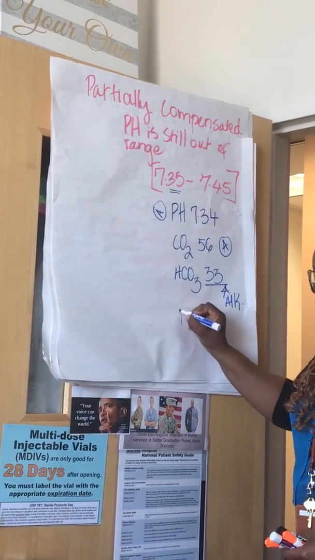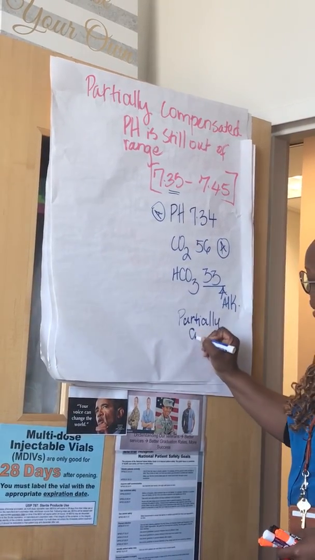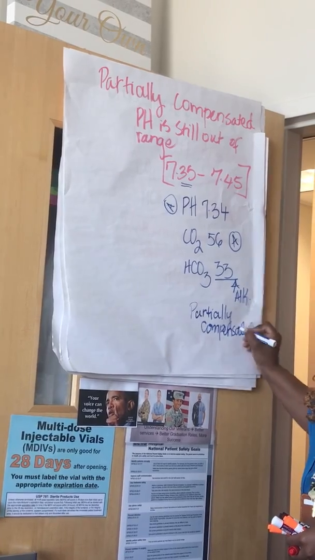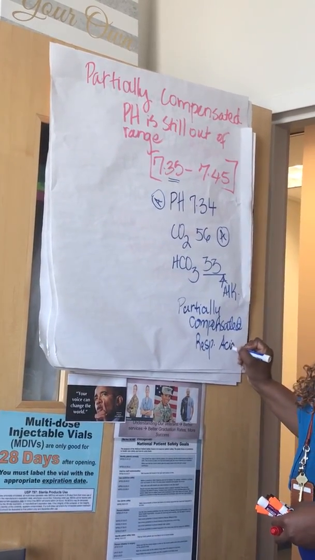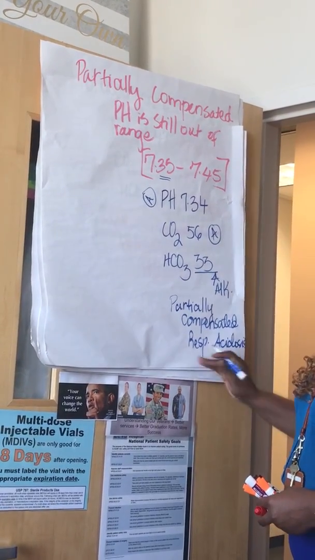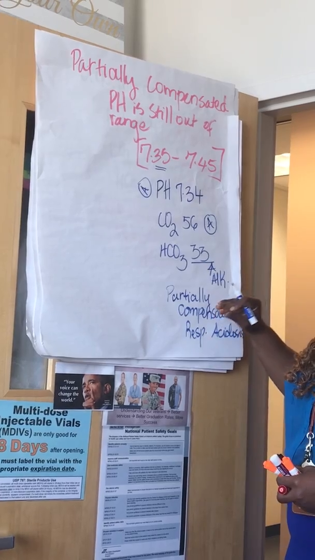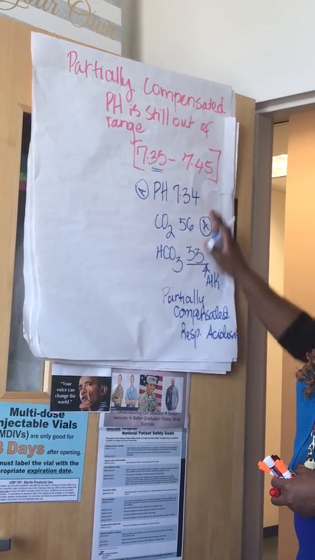So this is going to be partially compensated respiratory acidosis. Because the pH is still out of range. That's why it's partially compensated. What makes it fully compensated is when the pH goes into this normal range. We are not there yet.